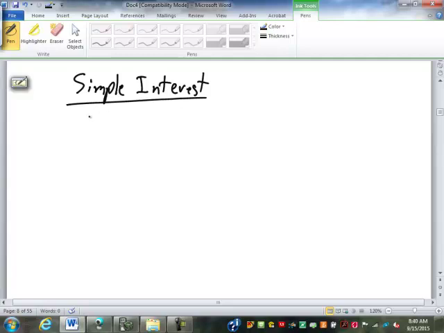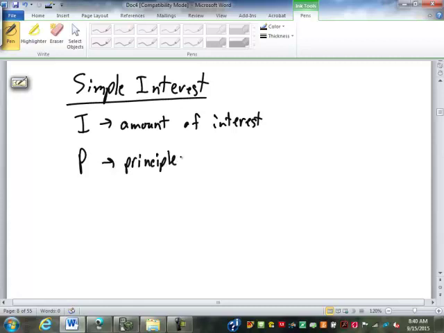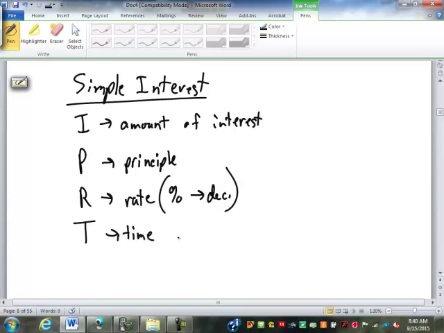In simple interest, we're going to talk about the amount of interest, which we're going to represent with the letter I. So that's going to be the amount of interest in dollars. P stands for principal. Principal is the amount of money you start with. R stands for rate. That is our percent as a decimal. And T stands for time. And our time is always going to be given in years.